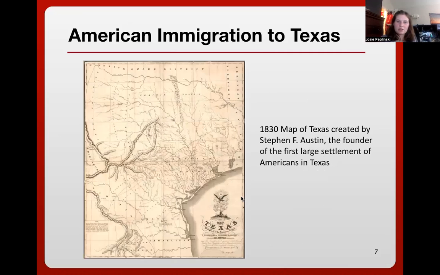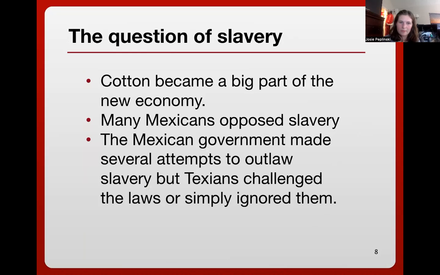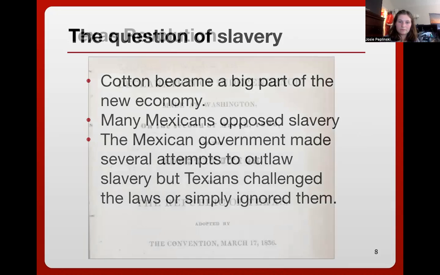This is an 1830 map of Texas created by Stephen F. Austin, the founder of the first large settlement of Americans in Texas. The question of slavery continued to come up. Cotton became a big part of the new economy. Many Mexicans opposed slavery. The Mexican government made several attempts to outlaw slavery, but Texans challenged the laws or simply ignored them.